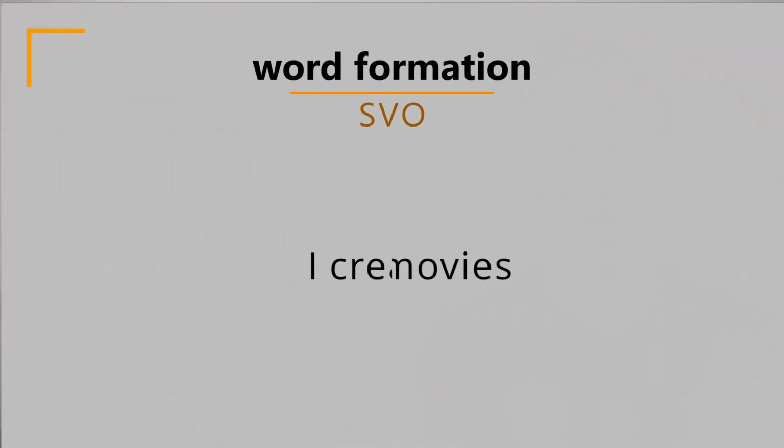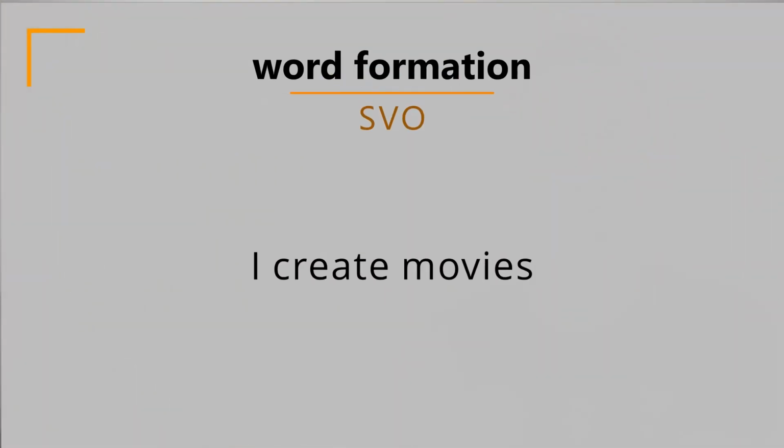So let's practice a little bit. I prepared a very simple sentence, which is, I create movies. As you can see, it's subject, verb, and object. But if you look at the sentence from a different perspective, you actually see a noun, I, a person, verb, create, and another noun in a plural form, movies.